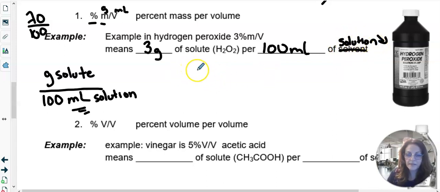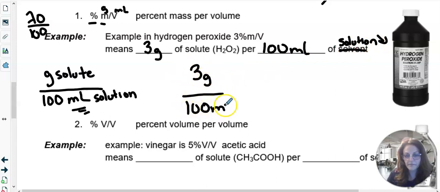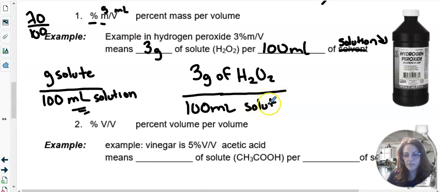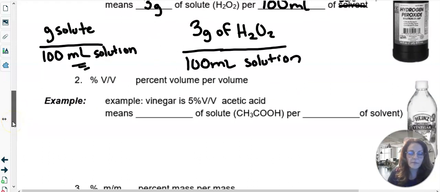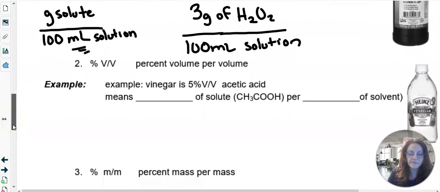So let's go and write the fraction, 3 grams over 100 mL. But it's 3 grams of what? Of the solute. And the solute is hydrogen peroxide, H2O2, over 100 milliliters of the solution, the total. Just like when you have a test, 100 means it's the total amount of correct answers.